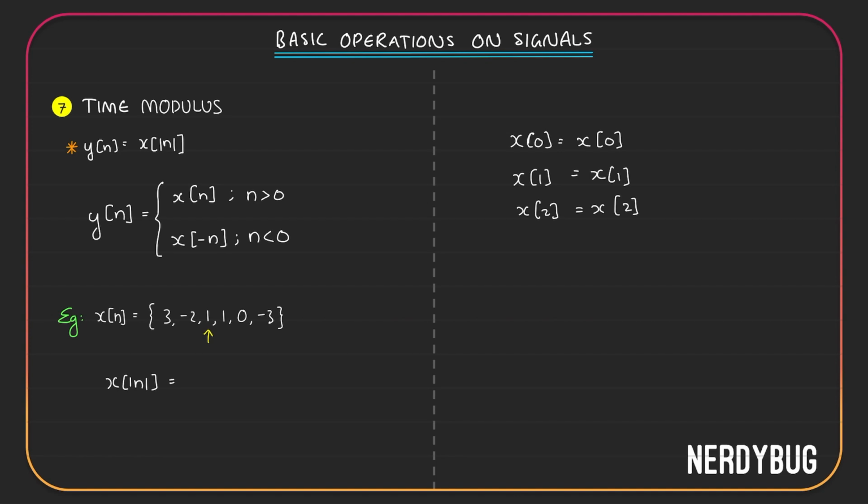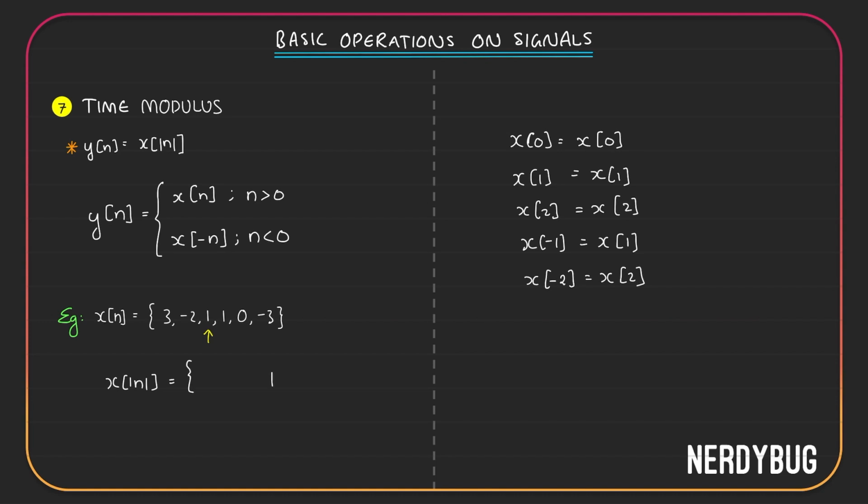So on the right side, it's exactly going to be the same. On the opposite side, x of minus 1 will be x of mod minus 1. Mod of minus 1 is 1, so x of 1. x of minus 2 will be x of mod minus 2, so x of 2. So it goes on like that.